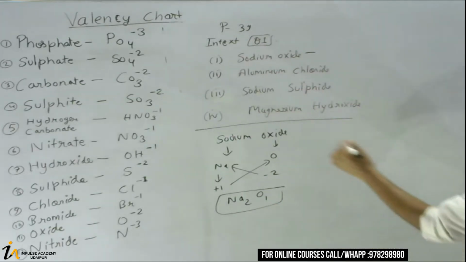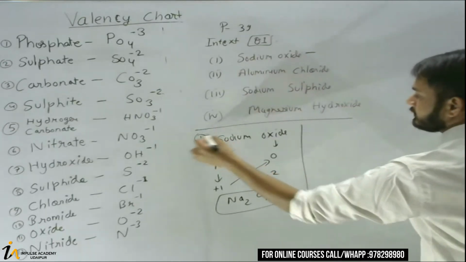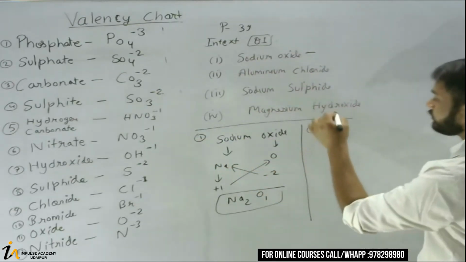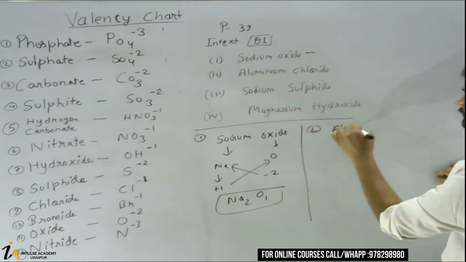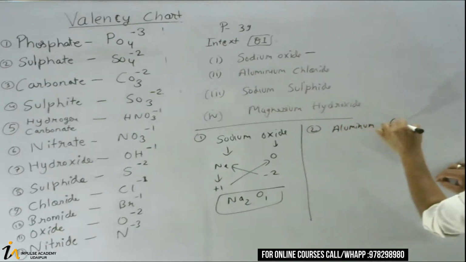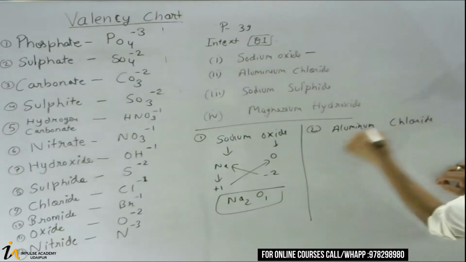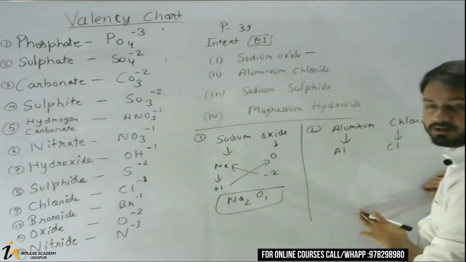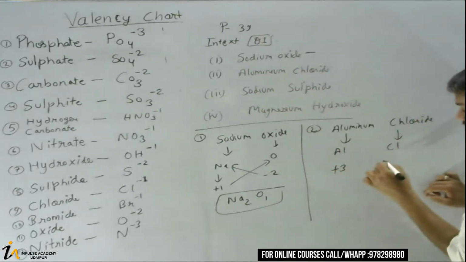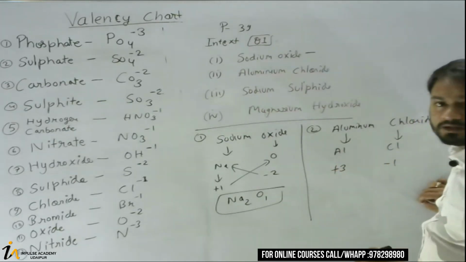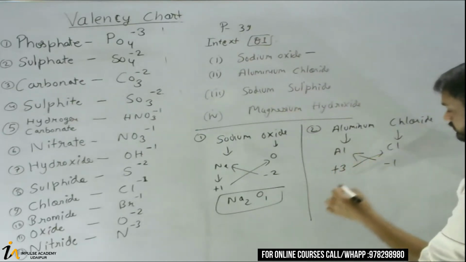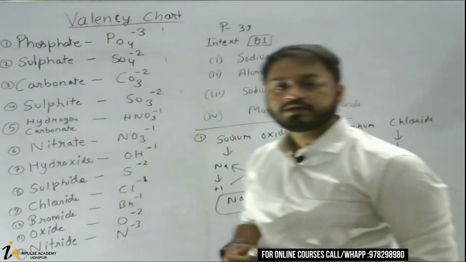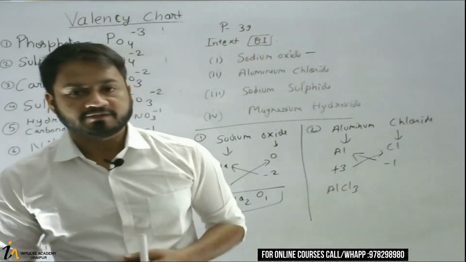Okay, now the second one, aluminum chloride. So in aluminum chloride, we need to write aluminum and chloride. Aluminum has the formula Al, chloride has the formula Cl. Now aluminum is positive 3 and Cl is minus 1. Now cross this. If you cross this, it will be AlCl3. Okay, so this is how you need to make the formula.